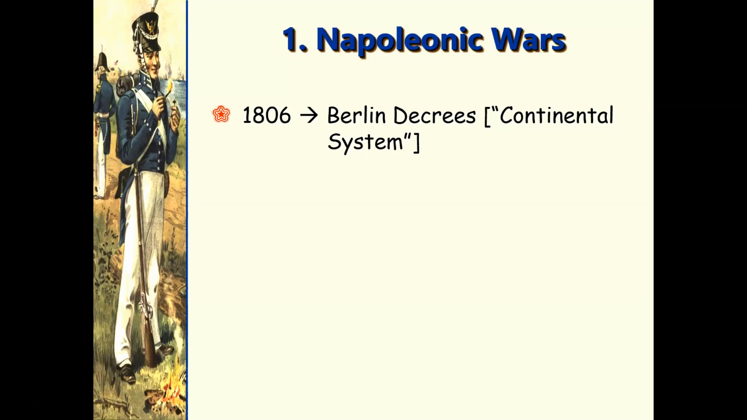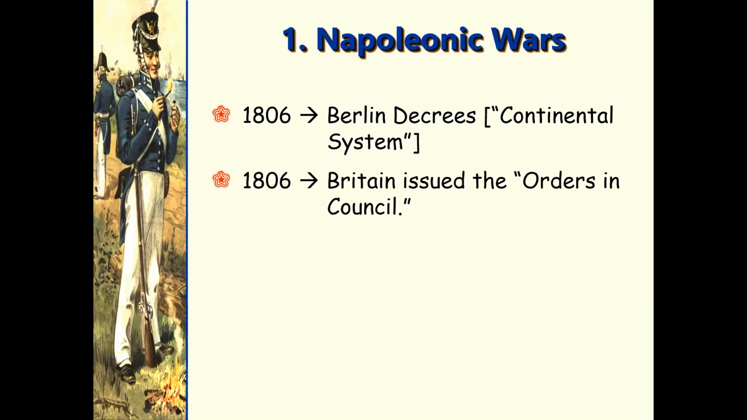Well, as you can probably guess, England responds with the Orders in Council and says, that's great, we're not going to let anybody trade with you. And so by 1806, you have both sides that have blockaded the other. So now who are we going to trade with?